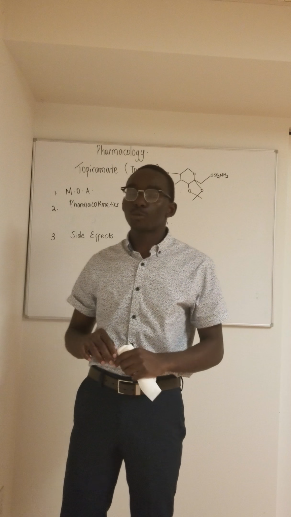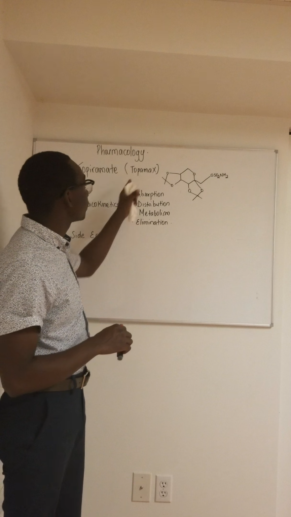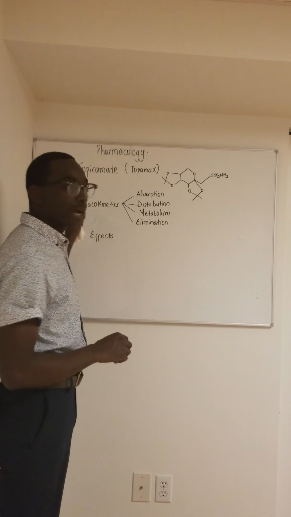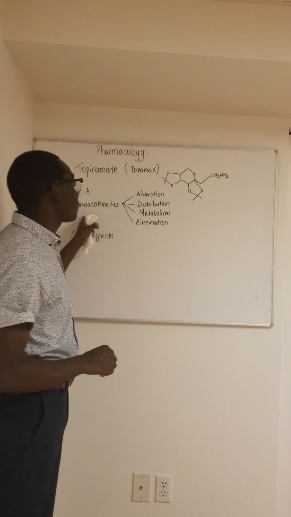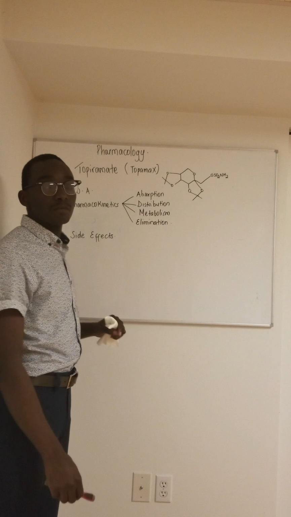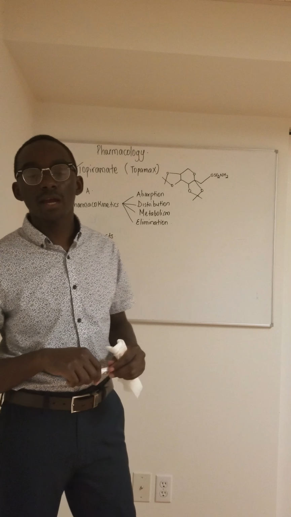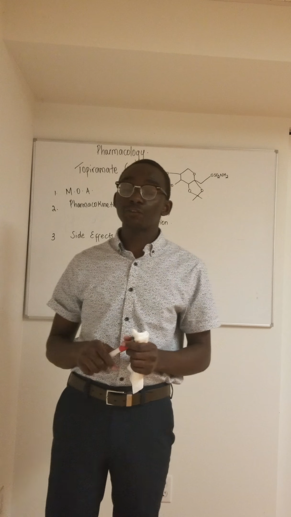In this section, we are going to be looking at the pharmacology, and we are continuing with the anti-seizure drugs. Today's drug of choice is Topiramate, also known as Topamax. We are going to look at the mechanism of action of this drug, the pharmacokinetics, and some of the side effects seen with this drug. So, to jump into the topic, let us begin with the mechanism of action.